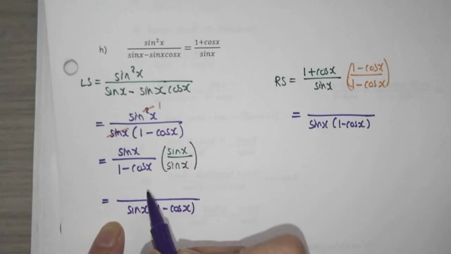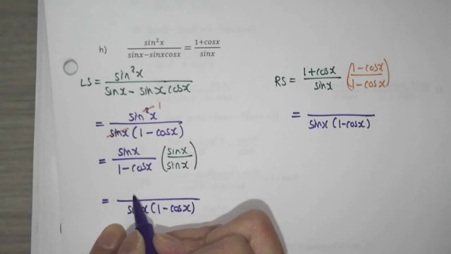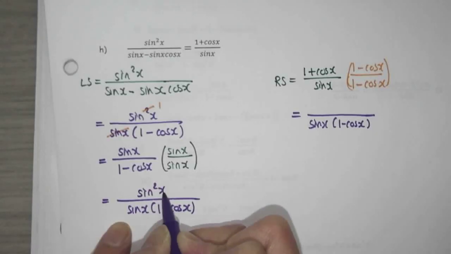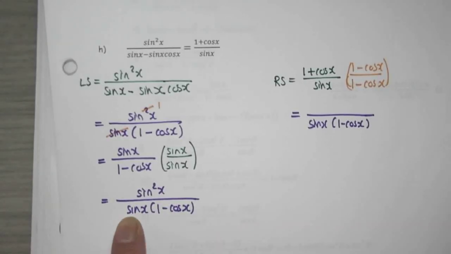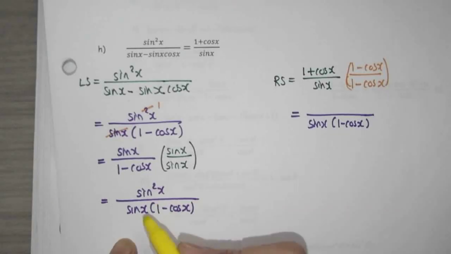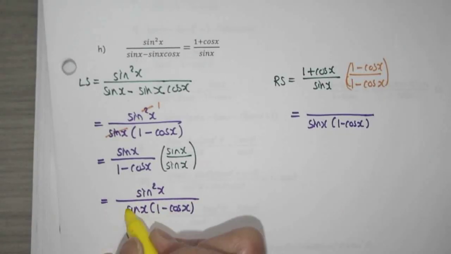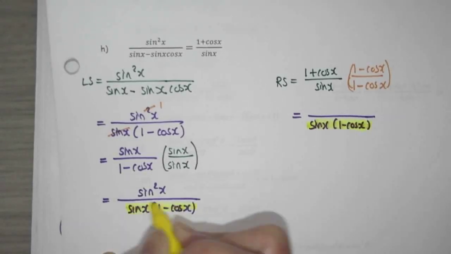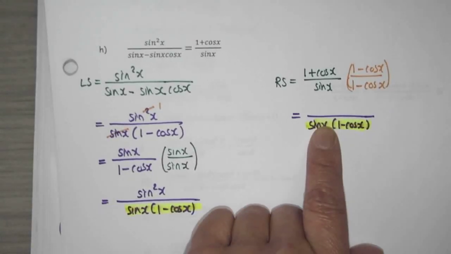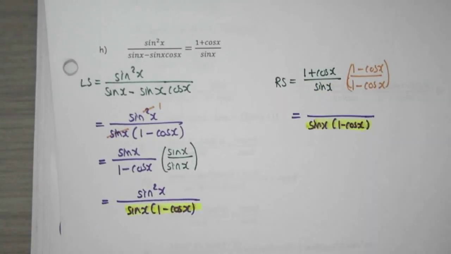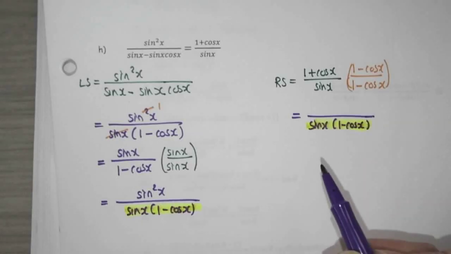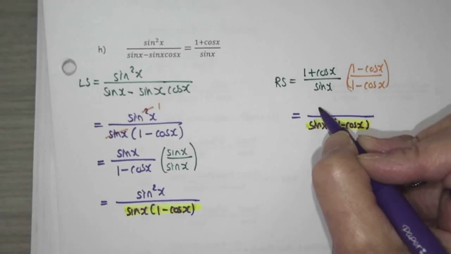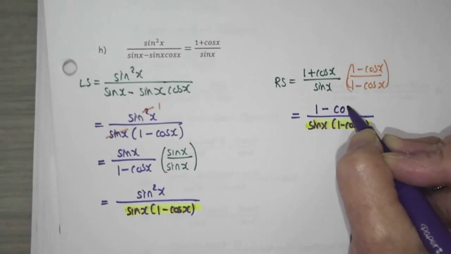So then here, what have I got on the top? Sine x times sine x is sine squared. Don't cancel it. Don't cancel it. My goal was to get this guy. Look, people go cancel. No, no, no. I want the denominators to be the same. That was my goal. See how beautiful that is? They're the same. Here, what's 1 plus cos times 1 minus cos? 1 minus cos squared.